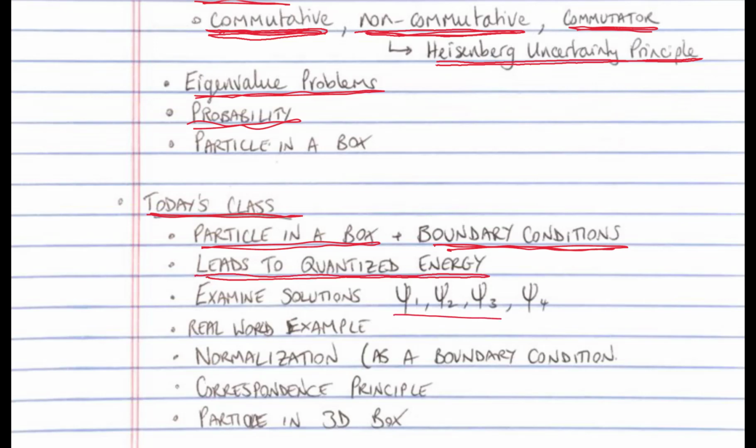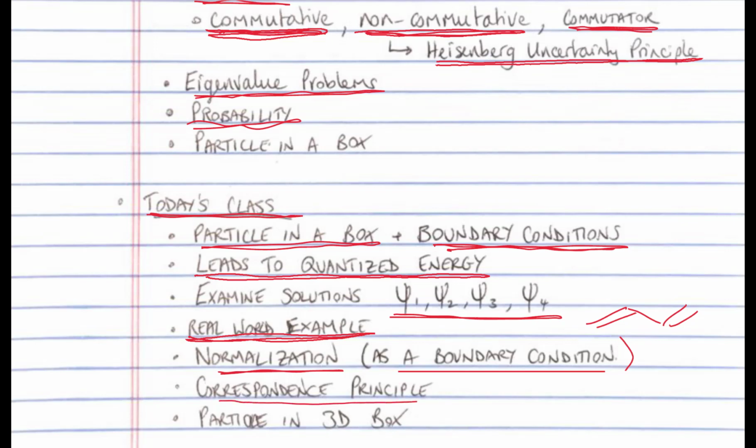We'll look at some solutions for the particle in the box, and we'll apply this particle in a box approach to a real-world example with butadiene. Okay, so there's our butadiene molecule. I'll talk to you about normalization, and it ends up being another boundary condition that helps us determine an exact solution to the Schrödinger equation. And then if we have time, I'll talk about the correspondence principle and also the particle in a three-dimensional box. So that's the 2-minute introduction to what we're doing today. Let's jump in and take a deeper dive.